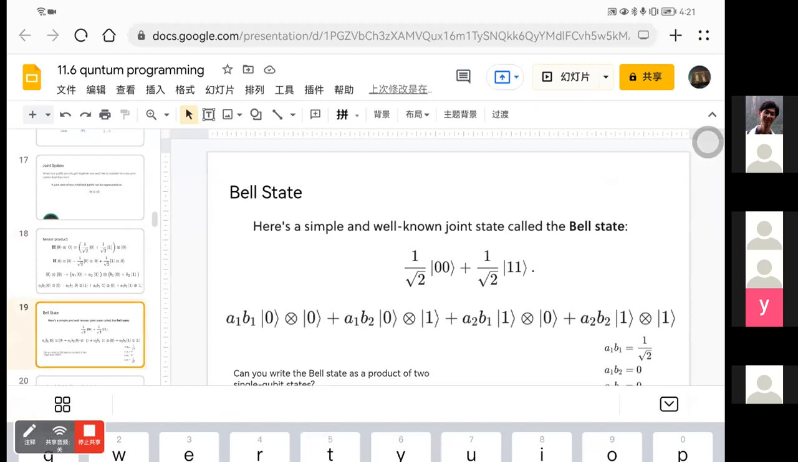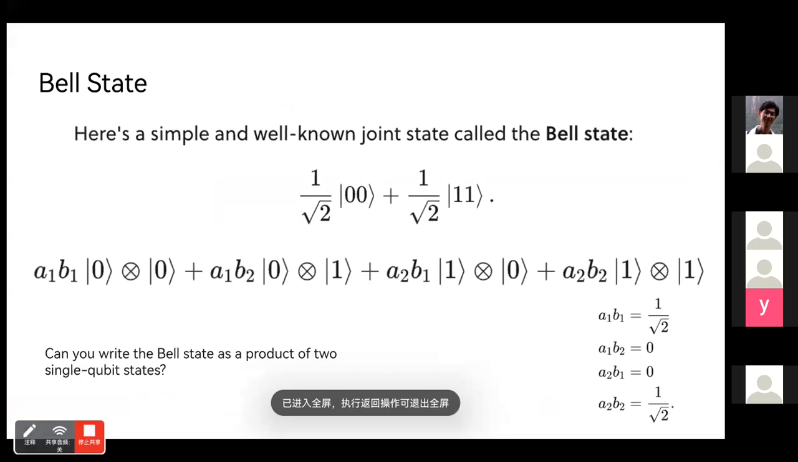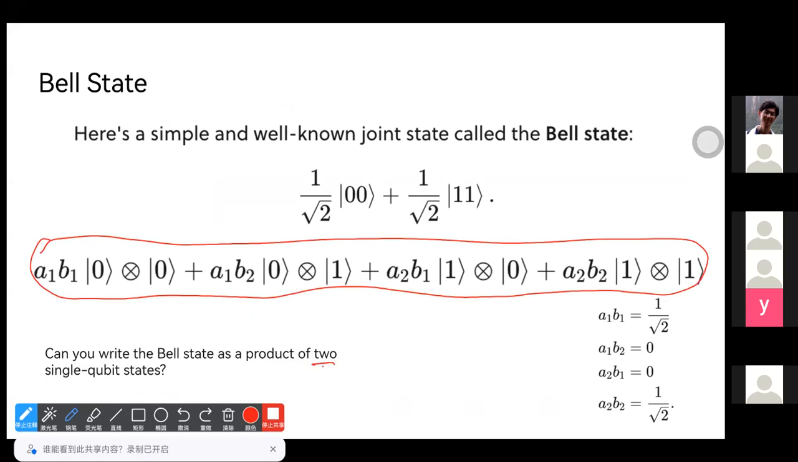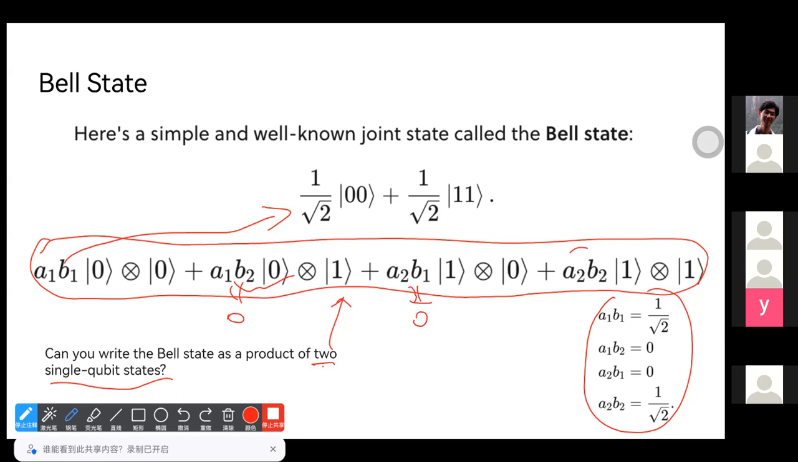Then we go to more details about a new state called the Bell state. This is a well-known joint state called the Bell state. It is combined by a 0, 0 and a 1, 1 state. However, we can't write the Bell state as a product of two single qubit states, because you can see here, this is the combined result we just mentioned of two single qubit states. If we calculate the coefficients here, somehow the Bell state reduces four possibilities into two possibilities, right?